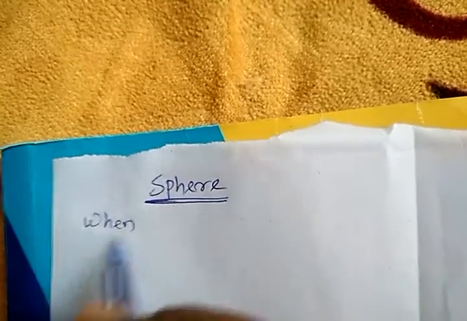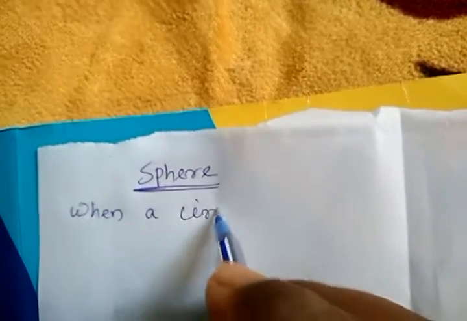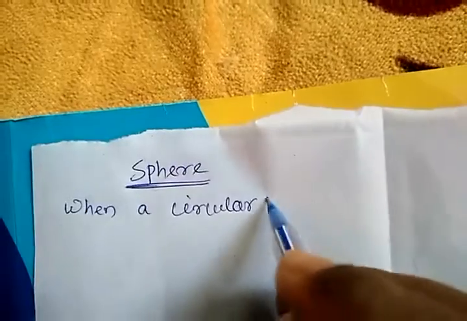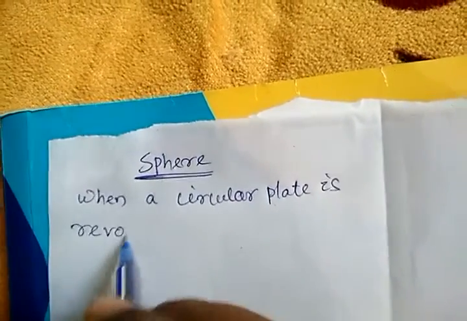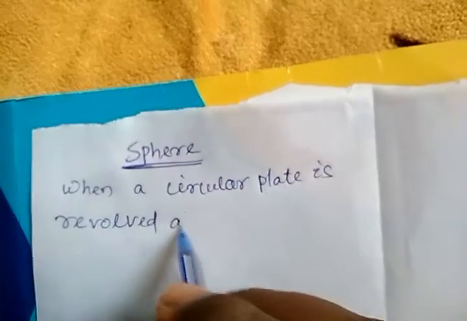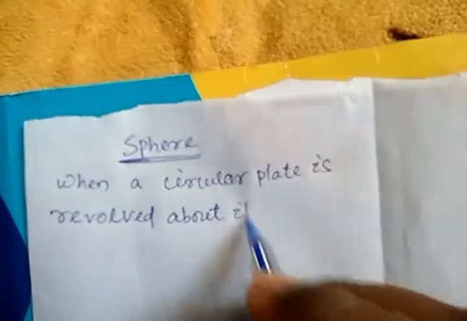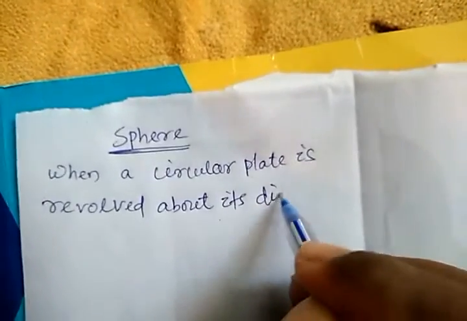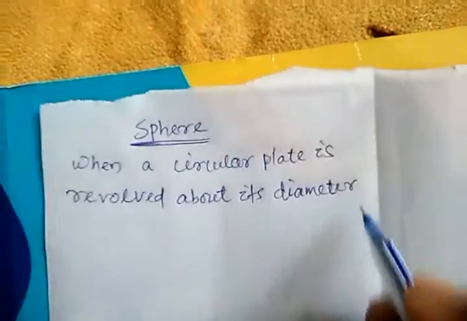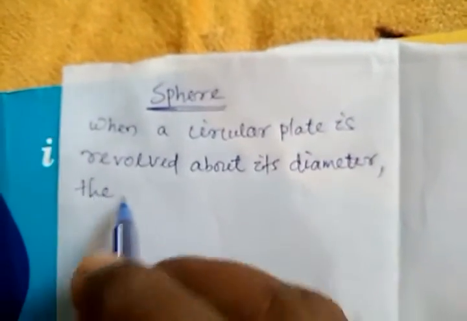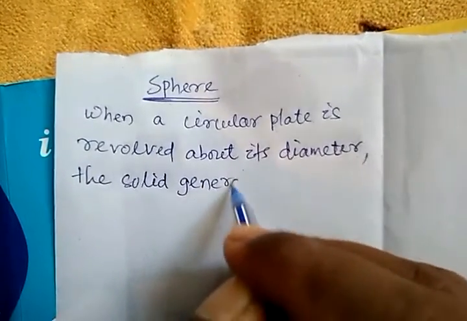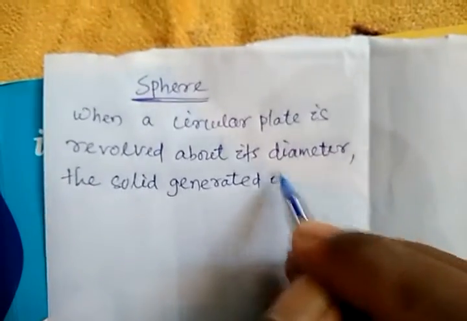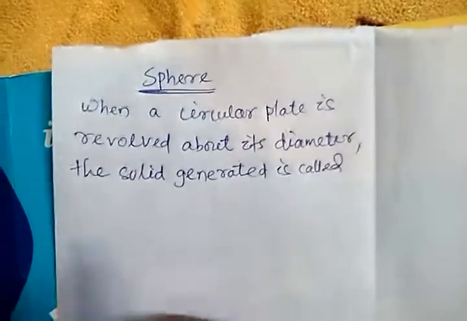How is a sphere formed? When a circular plate is revolved about its diameter, the solid generated is called a sphere.